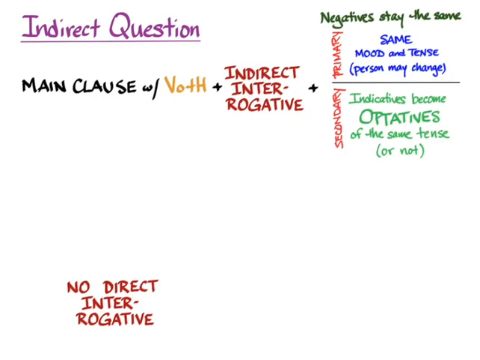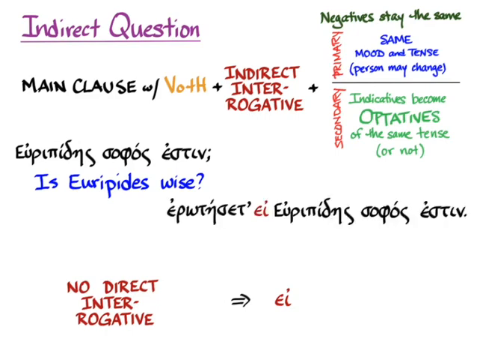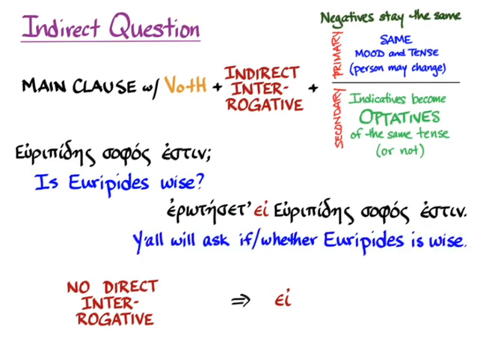If you don't have a direct interrogative, for instance, Euripides sophos estin, is Euripides wise? Then you can use the word ei to introduce the indirect question. Erotesete ei Euripides sophos estin. Y'all will ask if Euripides is wise. So you can see there in English as well as in Greek, we can use the same word that means if to do this kind of work in an indirect question. In English, we might also say, y'all will ask whether Euripides is wise. We have both options in English. Greek will use ei.